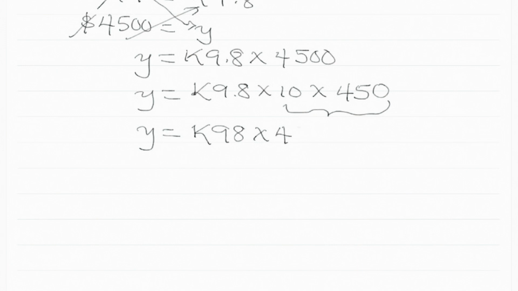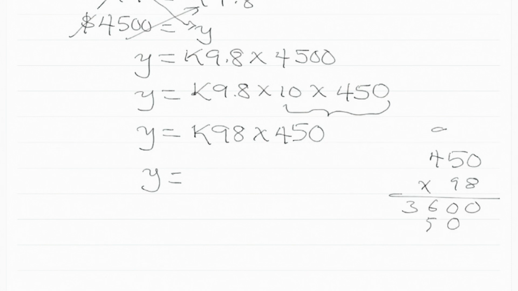You can go with it using basic arithmetic. 450 times 98, like that. You have 8 times 0, it's 0. 8 times 5, it's 40, 0 carry 4. Then 8 times 4 is 32, plus 4 you have 36. Then 9 times 0 is 0. 9 times 5 is 45, 5 carry 4. Then 9 times 4 is 36.